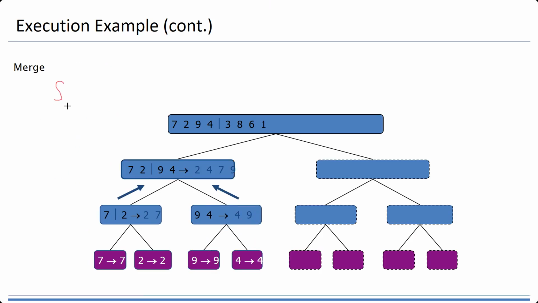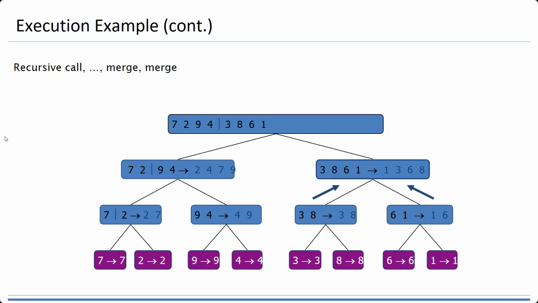So we have S1, which is 2 and 7. We have S2, which is 4 and 9. Then we check. Is 2 less than 4? Yes. So S will start with 2. And then is 4 less than 7? Yes. Is 7 less than 9? Yes. And then we have this sequence. So we have 2, 4, 7, and 9.